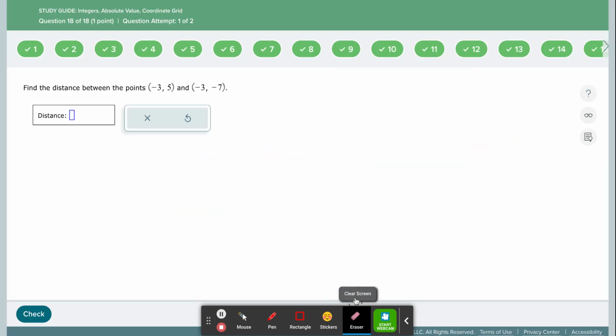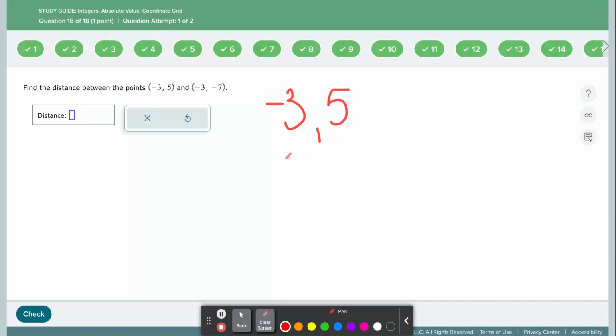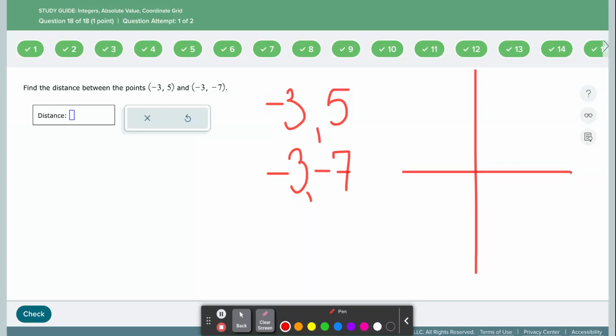Last problem. I feel so accomplished. Okay, here we go. We have (-3, 5) and (-3, -7). First of all, how can you tell that if I was going to graph these, it's going to make a straight line? My x numbers are the exact same. They're both -3. So that lets me know I'm going to start at the origin and go back -3 for each of these before I plot them. So I'm going to get a straight line.